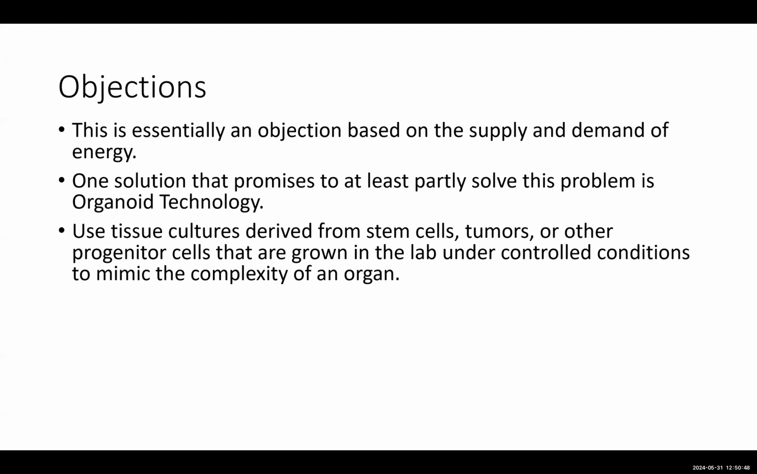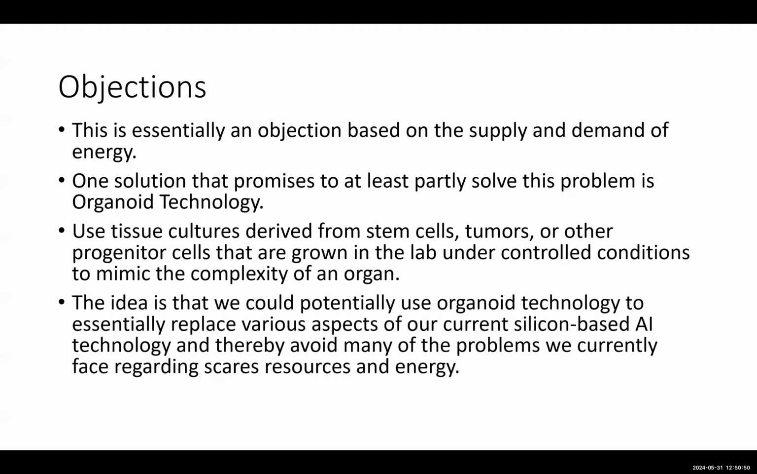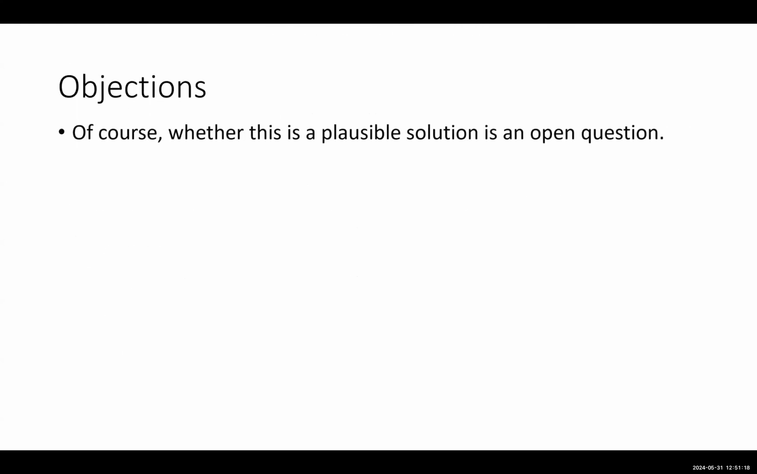If we were to develop this kind of technology, then the basic idea is that we could use it to replace different aspects of our current silicon based AI technology. And that maybe would allow us to avoid these sorts of problems involving scarce resources, water, and energy, and so forth. Of course, you might think this technology is not very plausible. Whether it's plausible or not, I think it's best to just maintain that it's an open question.